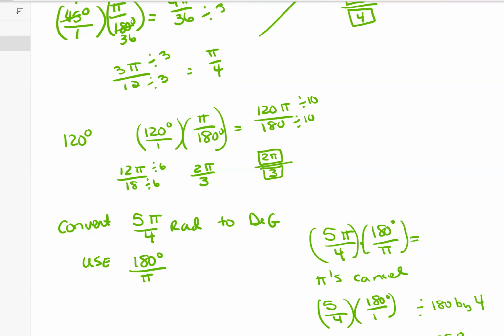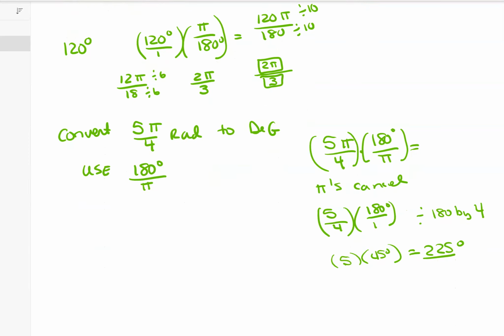12 and 18 both divide by 6. Again, if you can't get the biggest number, you just do it a couple times like I did on the first one. 12 divides by 6 is a 2, 18 divides by 6 is a 3, so this answer is 2 pi over 3. And again, in the top box I would put 2 pi, in the bottom box I would put a 3. Now when you're converting from radians to degrees, you flip the conversion factor.